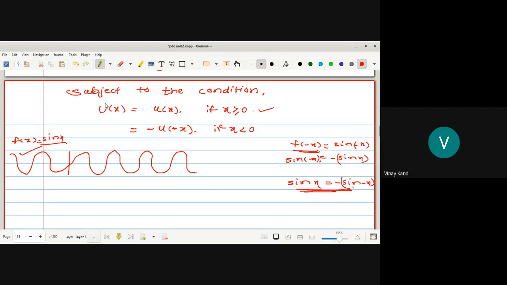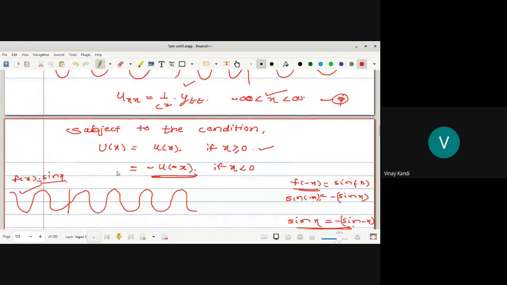Okay, so subject to the condition, u of x is equal to v of x if x is greater than or equal to 0, and for x less than 0 we define the function like this: minus u of minus x, just like sin x. Any doubt? One end was fixed, and we converted it into an infinite string by using this one, u of x is equal to minus u of minus x. Similarly for the v of x, give it as equation number 8.